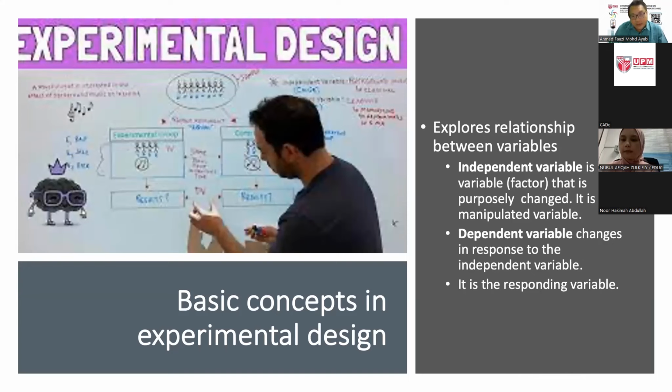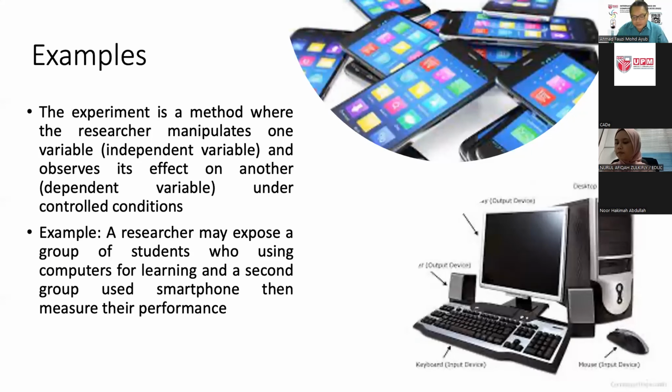And normally, on top of that, the dependent variable can also be measured for other things, let's say motivation and so on. In fact, in the psychological field, the dependent variables tested are different, depending on their research objective. So it is the responding variable. So these are the two things before you proceed. And then, these are for the example.